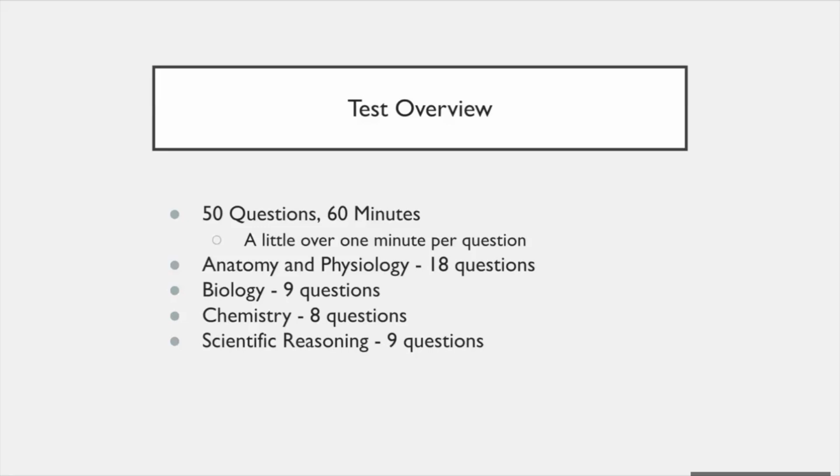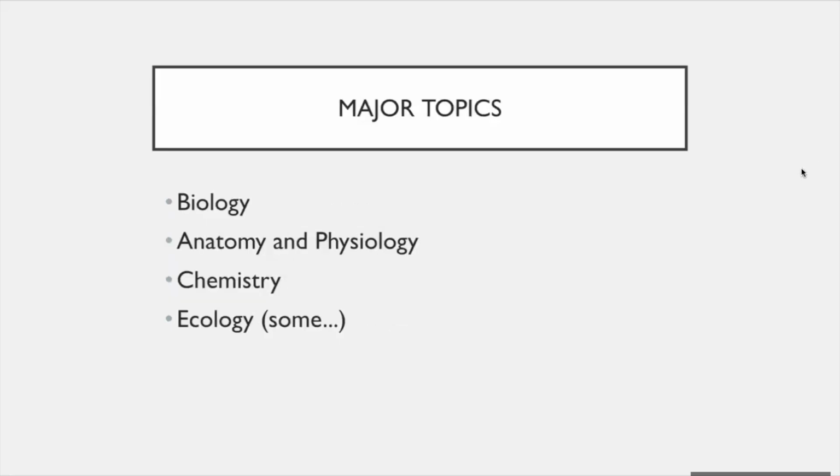There are 18 questions on anatomy and physiology, 9 questions about biology, 8 questions from chemistry, and 9 questions regarding scientific reasoning. The major topics covered are biology, anatomy and physiology, chemistry, and there's a bit of ecology as well.